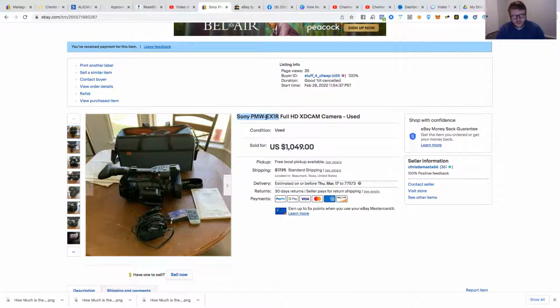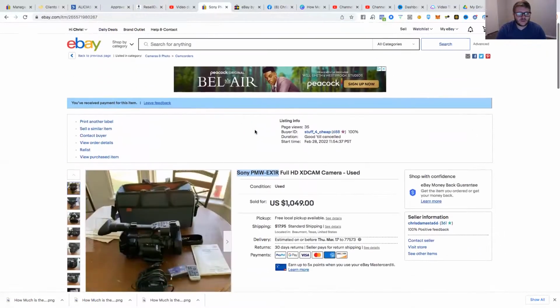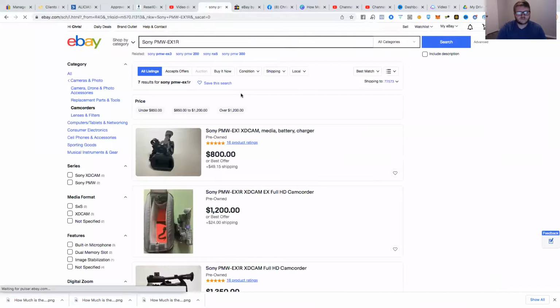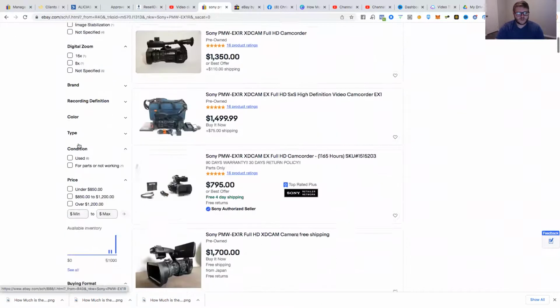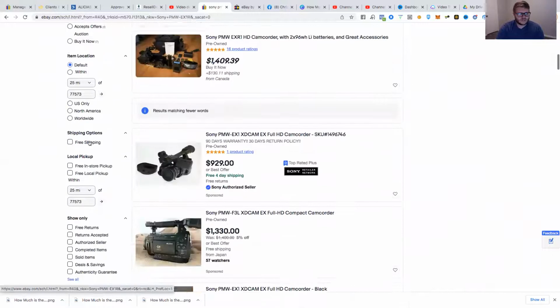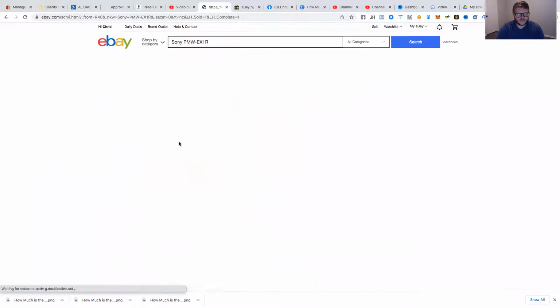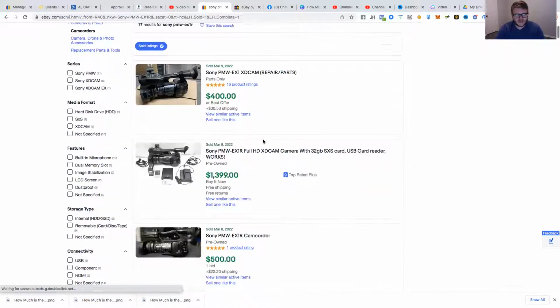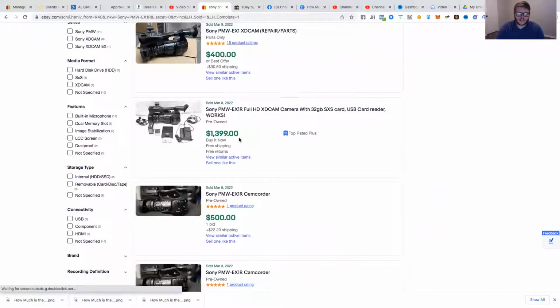Let's go ahead and do this. I asked for the model number. He gave me the model number, and then I was able to just look everything up. So if we go here, let's go to sold items, all the way down here at the bottom. As you guys can see, this one was for repair parts, so I didn't base anything off of that one. This is one that I saw. This one sold for $1,399.